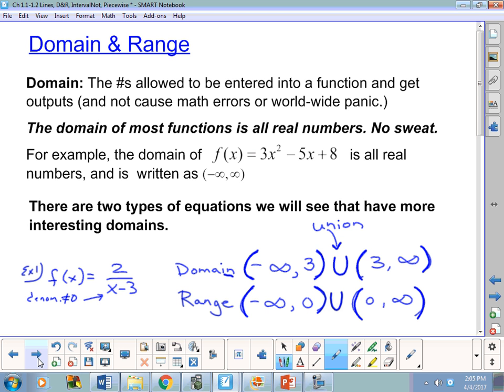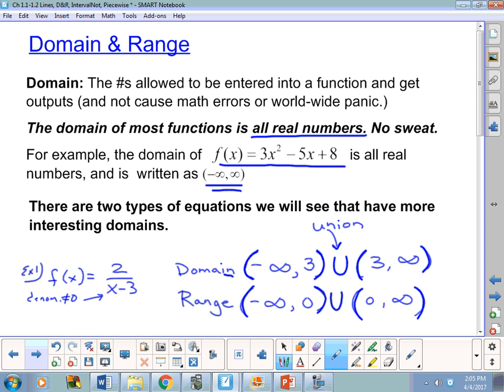All right? Or maybe you're taking a square root of a negative. Those are the two big problems with domains. The domain of most functions, though, is all real numbers. All right? So usually it's not a problem. So you got this big old polynomial here. The domain's all real numbers. And the way to write that in our function notation is -infinity to infinity with a comma in between.